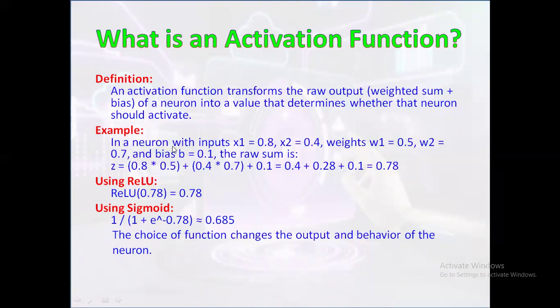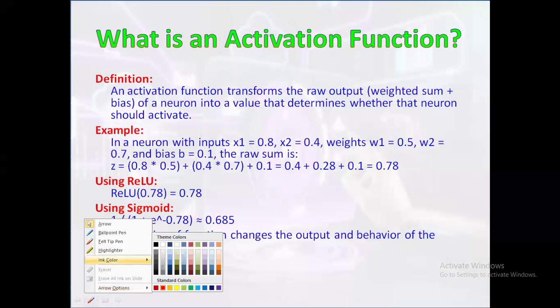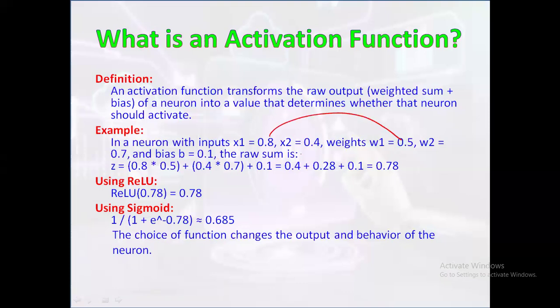In this case, we are going to take the inputs X1 is 0.8 and X2 is 0.4. We have discussed weights in the previous lecture. Each input is associated with one weight value. For X1, the weight W1 is 0.5, for X2, W2 is 0.7, and the bias is 0.1. The bias is always multiplied by the input X equal to 1. The raw sum is given by the weighted sum, Z equals 0.8 into 0.5 plus 0.4 into 0.7 plus 0.1 into 1, which is equal to 0.78.